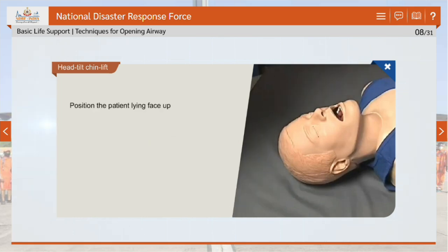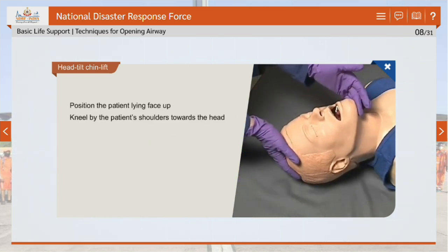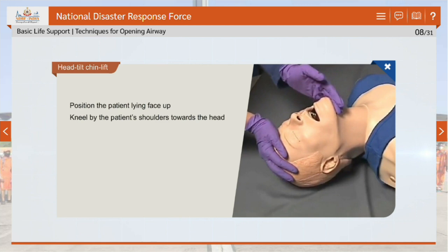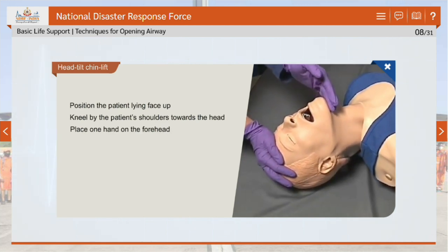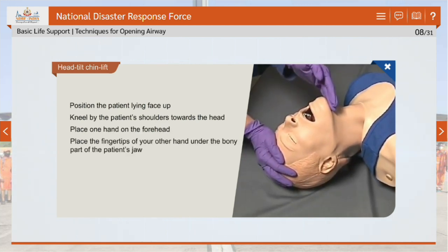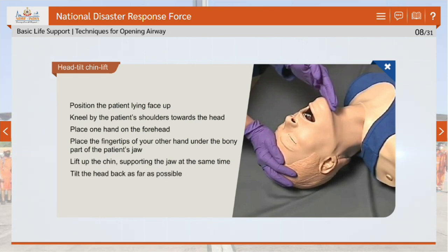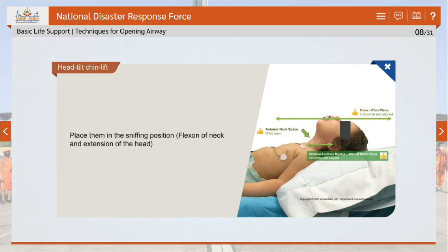Position the patient lying face up. Kneel by the patient's shoulders towards the head. Place one hand on the forehead and place the fingertips of your other hand under the bony part of the patient's jaw. Lift up the chin, supporting the jaw, and at the same time, tilt the head back as far as possible. For infants and children, place them in the sniffing position. Do not overextend.